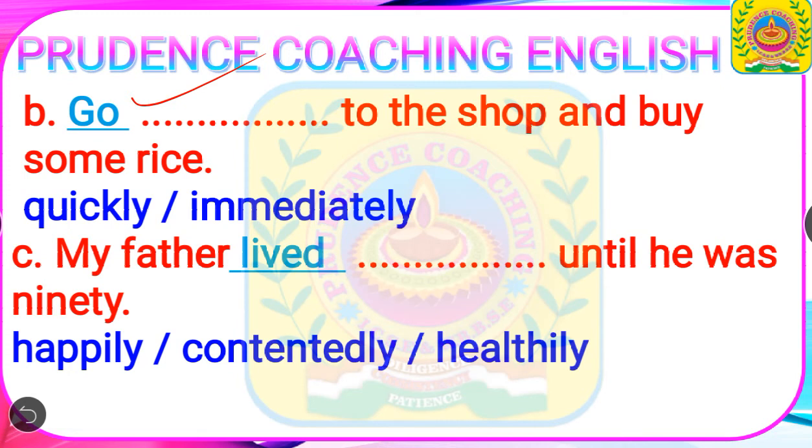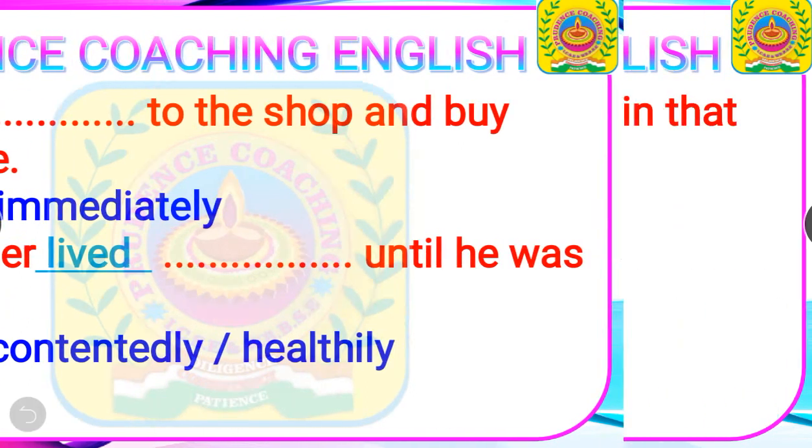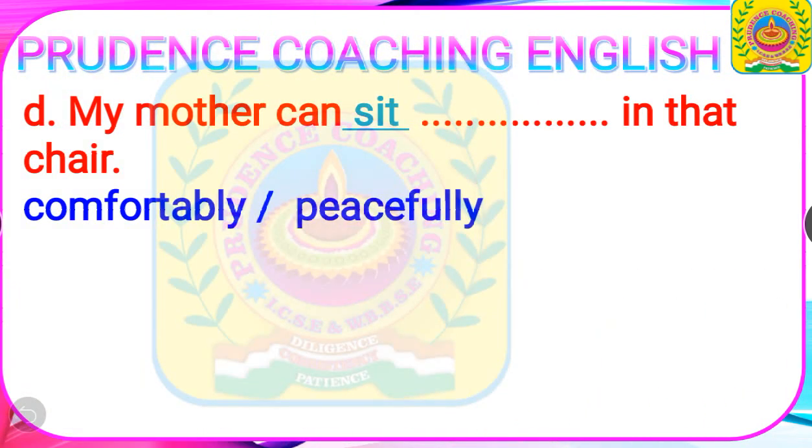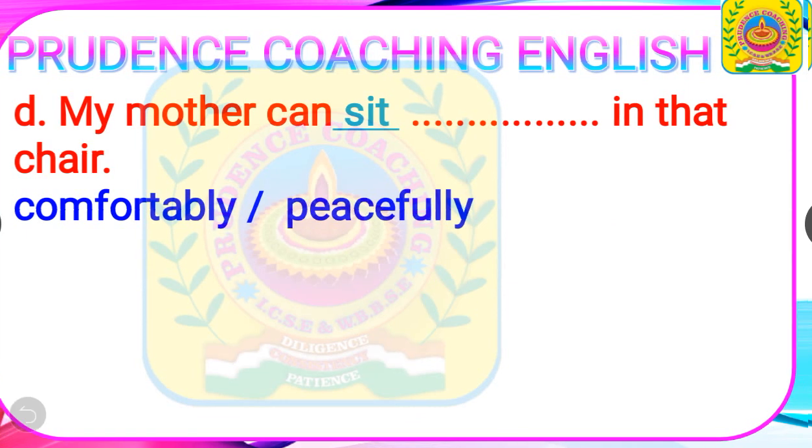Number C, my father lived dash until he was 90. So here lived is the verb, and the probable answer for this are happily, contentedly, or healthily. My father lived happily until he was 90. My father lived contentedly until he was 90, or my father lived healthily until he was 90. Now the last question, my mother can sit dash in that chair. So probable answer can be comfortably or peacefully. So my mother can sit comfortably in that chair, or my mother can sit peacefully in that chair.